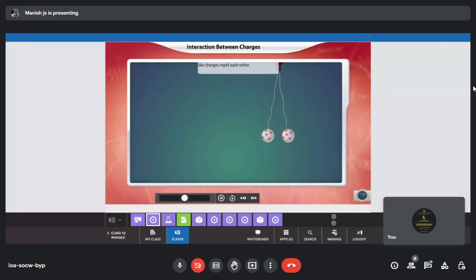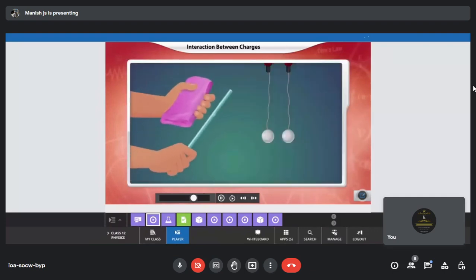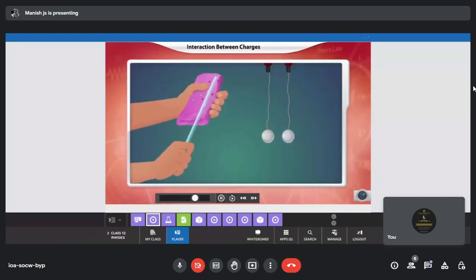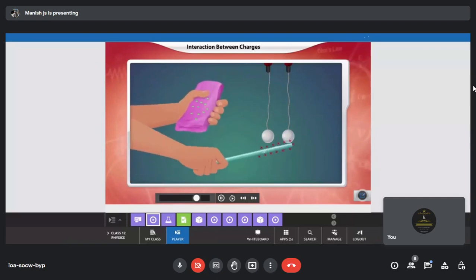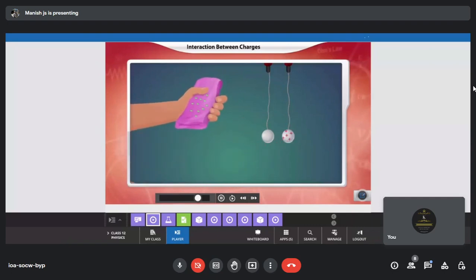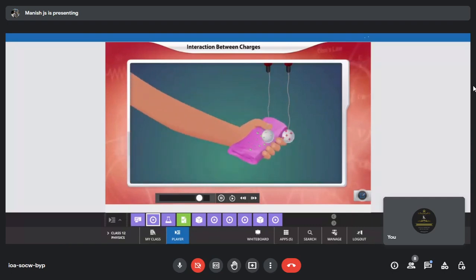Repel each other. It seems both these balls acquired the same type of charge from the glass rod, and that's why they are repelling each other. That means like charges repel. Now, let's take another pair of pith balls. We will touch one pith ball with the glass rod and the other with the silk cloth.